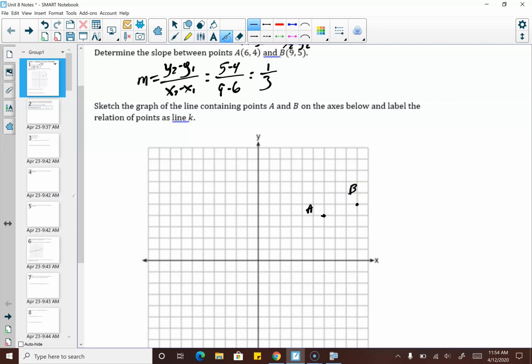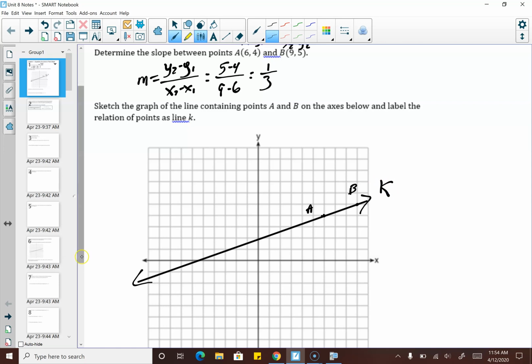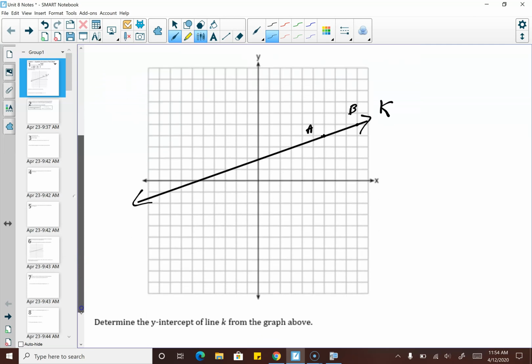Now, I would use a ruler of some sort, but I'm going to make a line that connects these 2 points. And I'm going to basically connect it all the way across the graph. Because we can extend it, we have to remember that that line gets arrows. And then they wanted us to call this line K, so I'm going to put a K by one of my arrows off the edge of the graph.